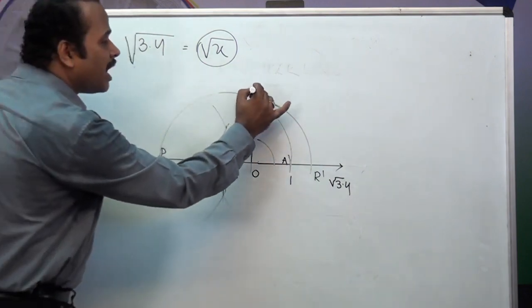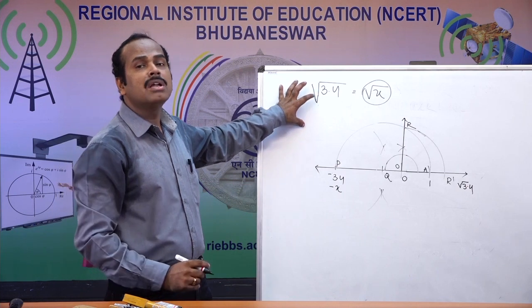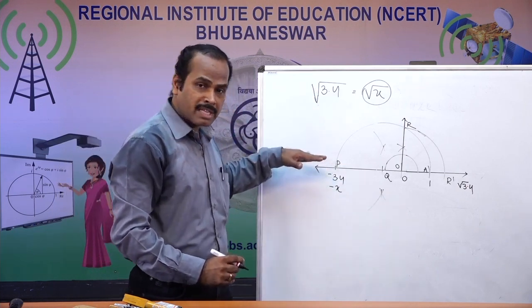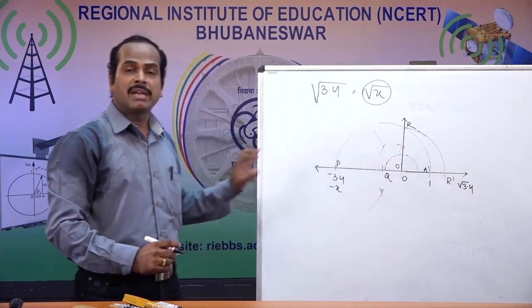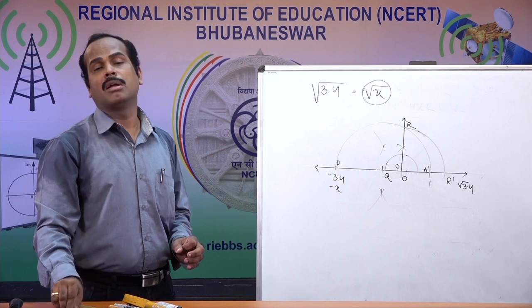In this way we can also represent the irrational form of any decimal number on the number line. So this is the way we present irrational numbers on the number line.